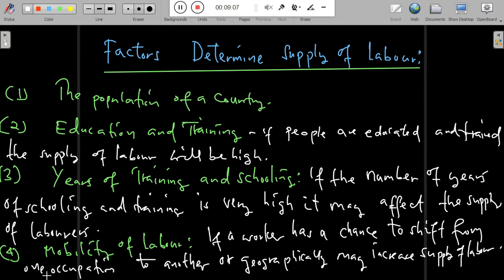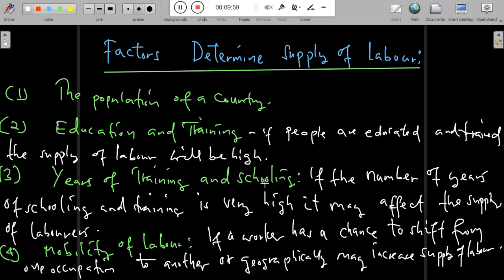Let's discuss the factors that determine supply of labor. First one is the population of a country. If the country is highly populated with many people, the supply of labor will be higher than in a country with a small number of people. Education and training: if people are educated and trained, the supply of labor will be high, different from a country where people are not trained.